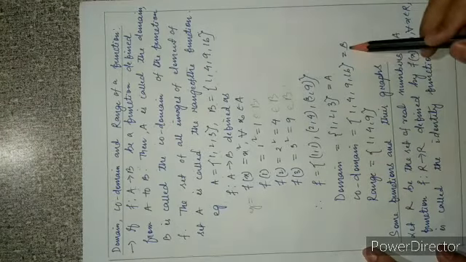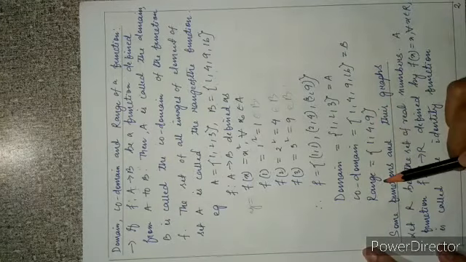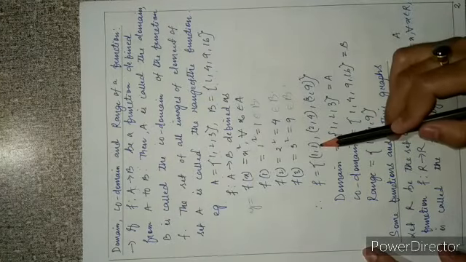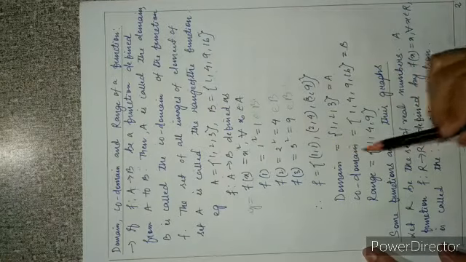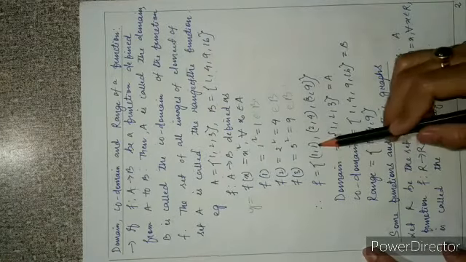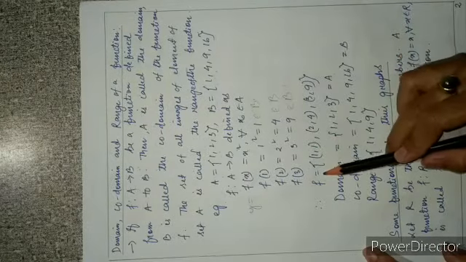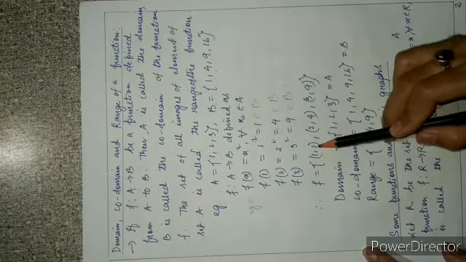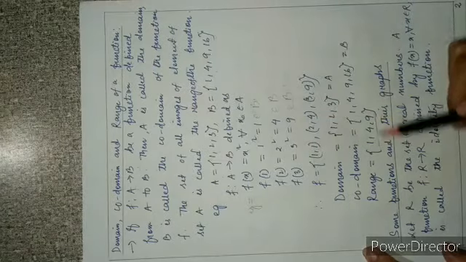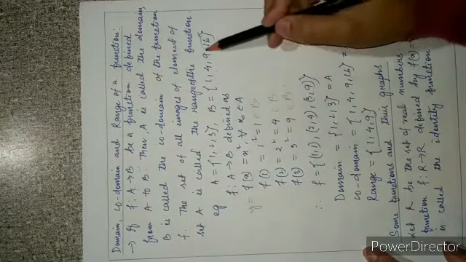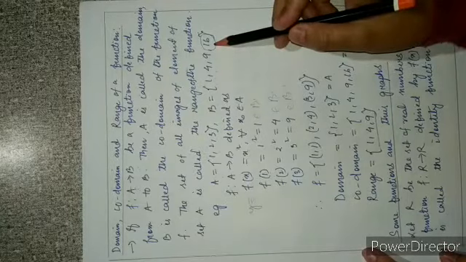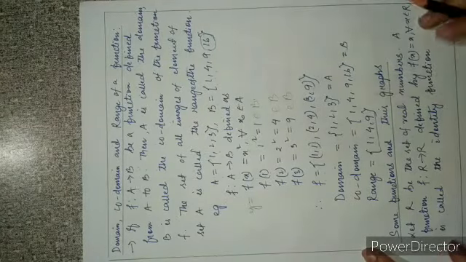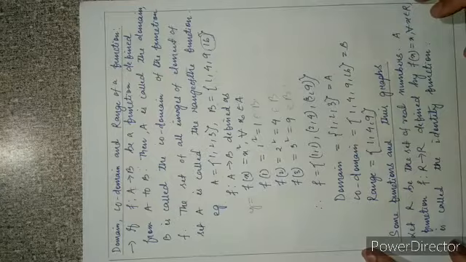Codomain is the set B itself and the range. Range is the set formed by the images. Image means second component. Second components are the images of the first components. So write the set formed by the second components of the ordered pairs belonging to the function f. They are 1, 4, and 9. 6 is not an image of any element, so it is not in the range. This is domain, codomain, and range.